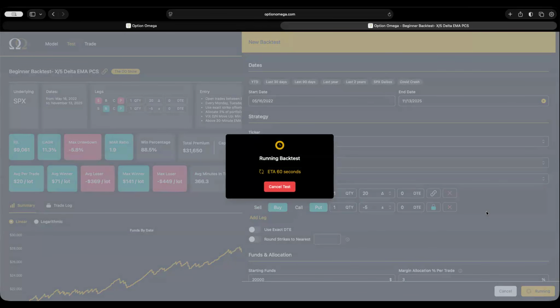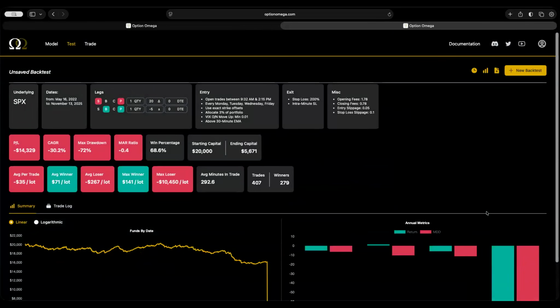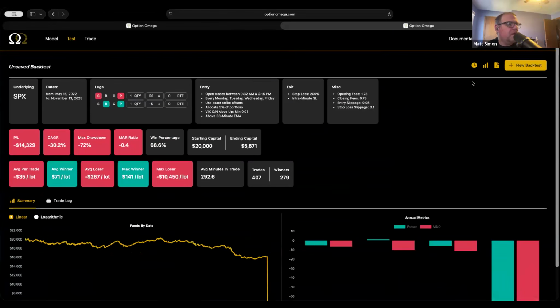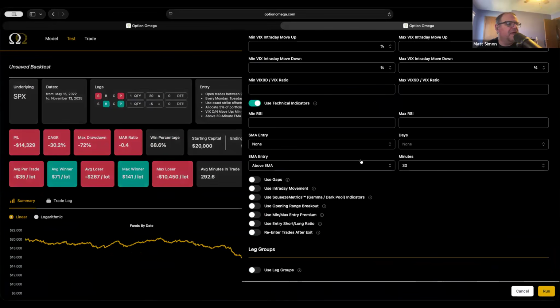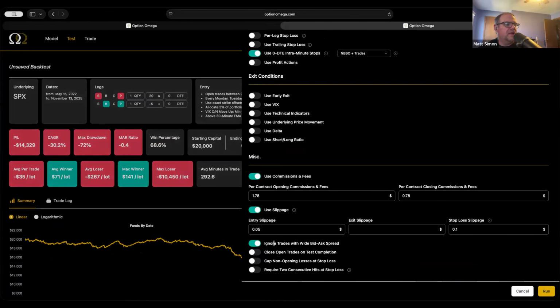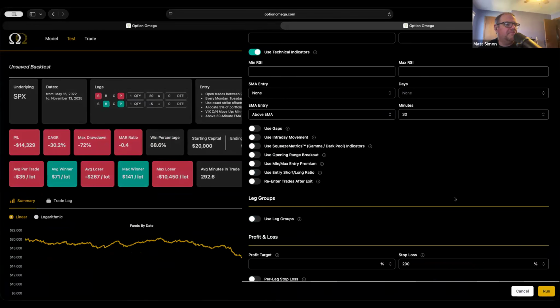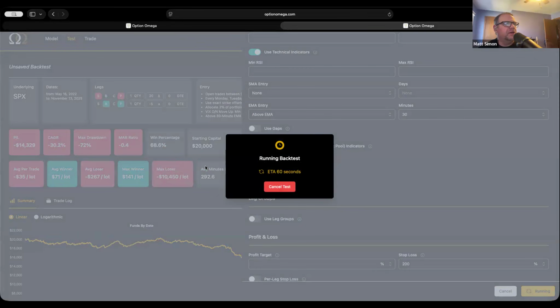But yeah, I'll let Matt give you a few more things that give you a feel of what's going on here. So there's a bunch of rails and different ways that you can put protections on the back test. So what I did was I picked an intraminute stop loss. This is a way of simulating a resting order at the broker, and it's probably going to make the back test worse.